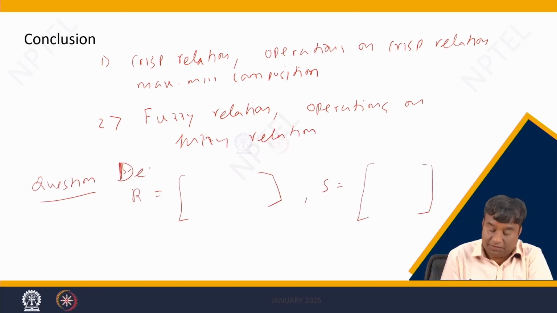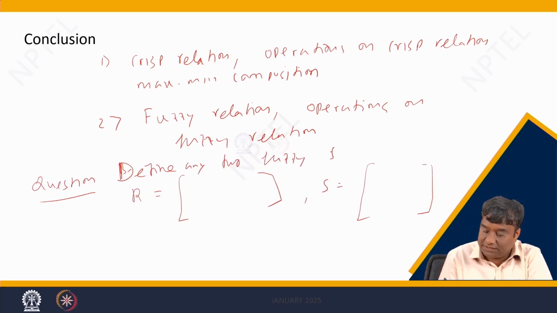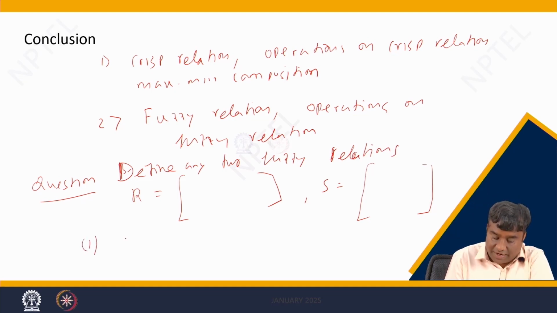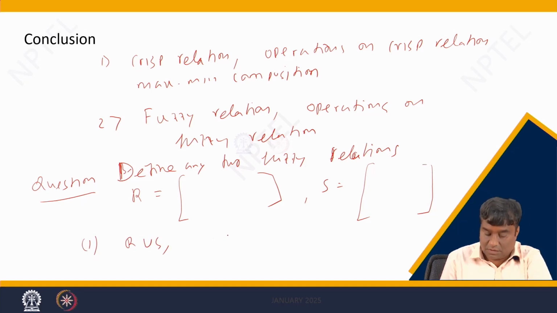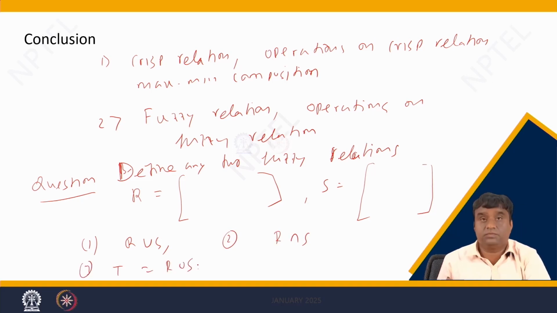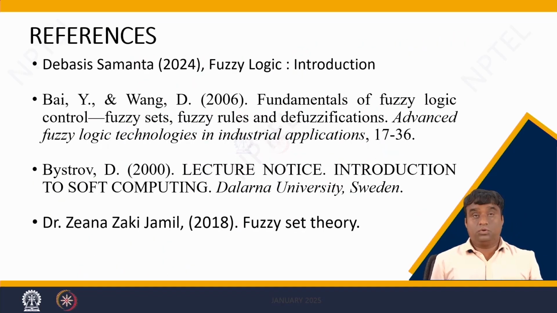Define any two fuzzy relations R and S. Try to find R union S, R intersection S, and the max-min composition T equal to R compose S. So these are the references of today's class.